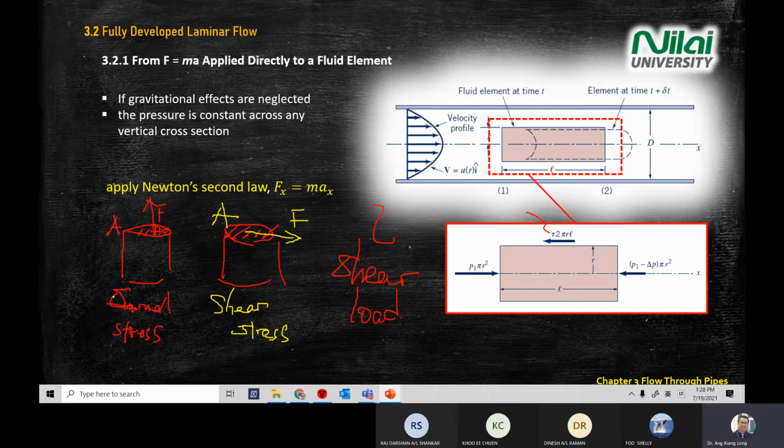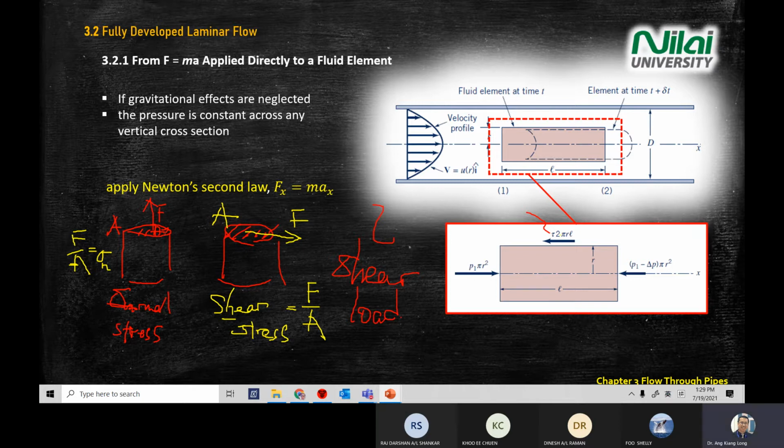What is the equation for stress? F divided by A, similar to pressure. This is to get the normal stress. Shear stress, because the word stress is there, is the same, F divided by A. So the only difference between normal stress and shear stress is that the word shear means the direction of the force is parallel to the area.